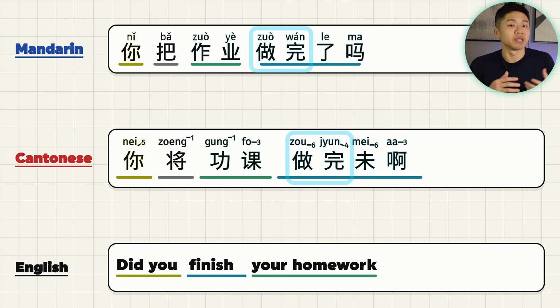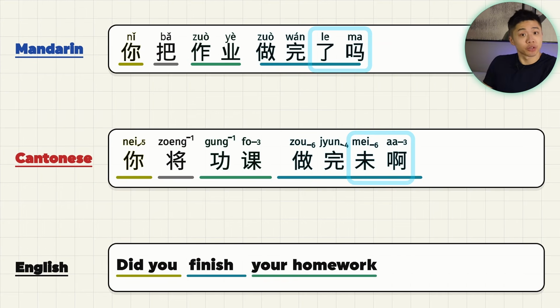做完 basically means to finish. And then 了嗎 basically means like yet. And then in Cantonese, 未啊. So literally saying like, did you take your homework and actually finish it? Did your homework achieve the result of being finished?